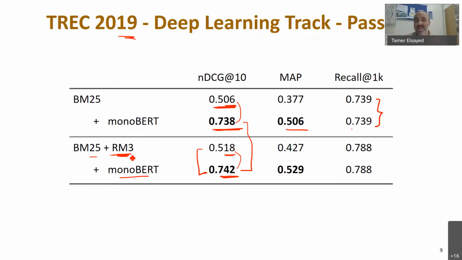So the point here is that the semantic understanding or knowledge that the model got does not need the information that we would get from relevance feedback. Yes. So we understand the context of the query very well. Exactly. Okay.